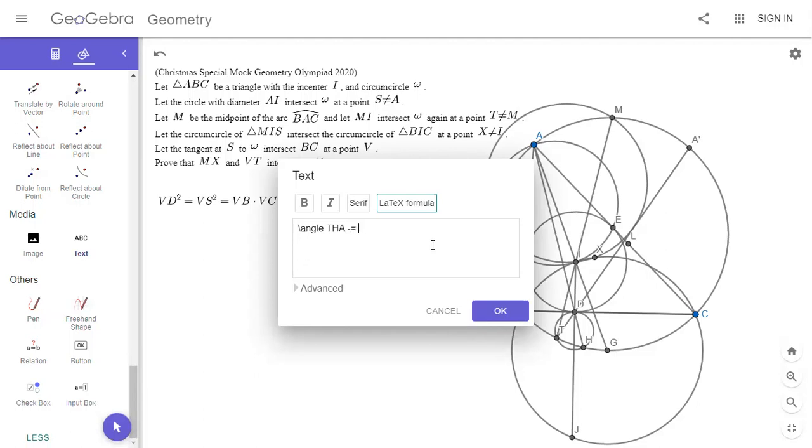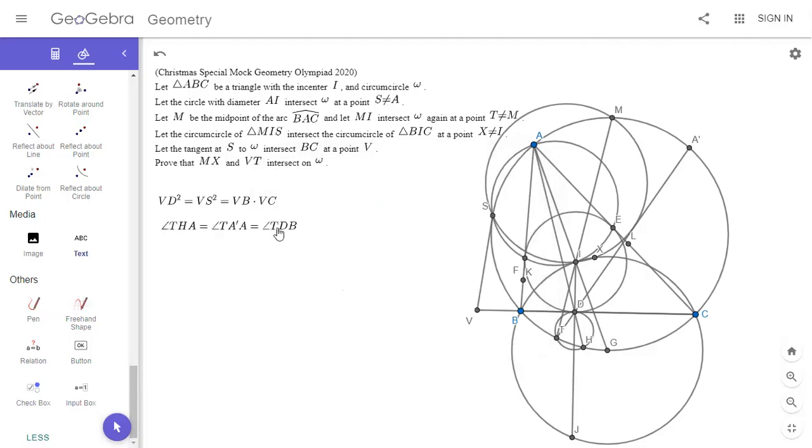Oh, I think I got it. If you have BC tangent to both circles, yeah, nice, TDB. So basically we would have this equality. If angle THA is equal to angle TDB, then that means it's tangent at D. Very nice.